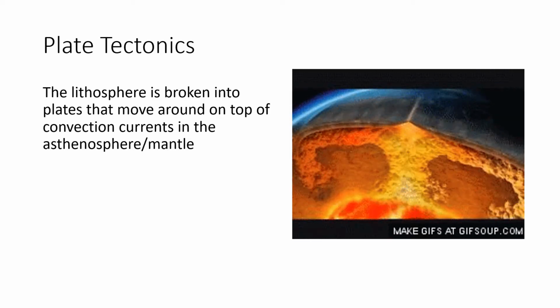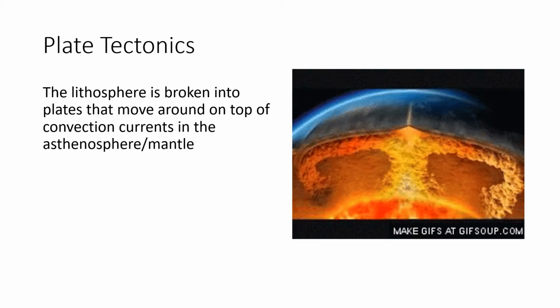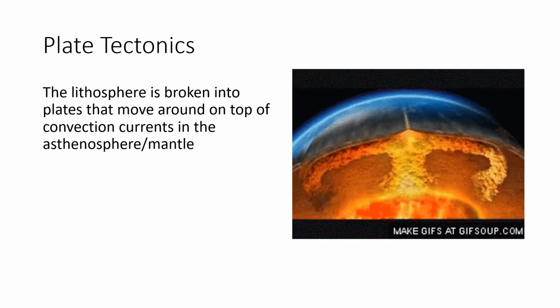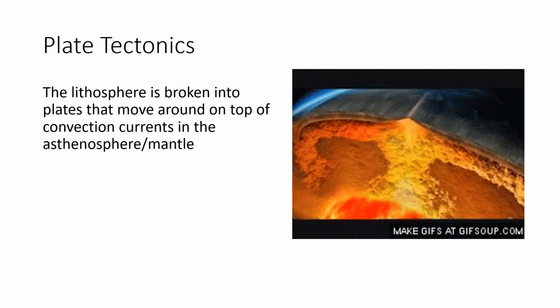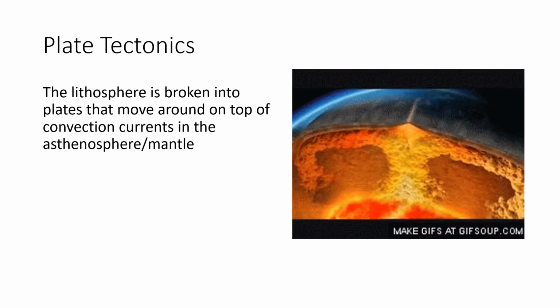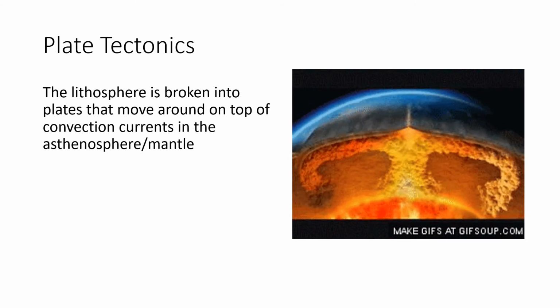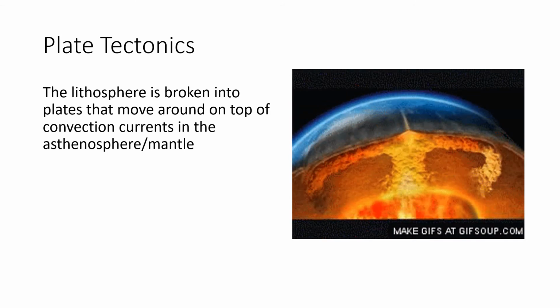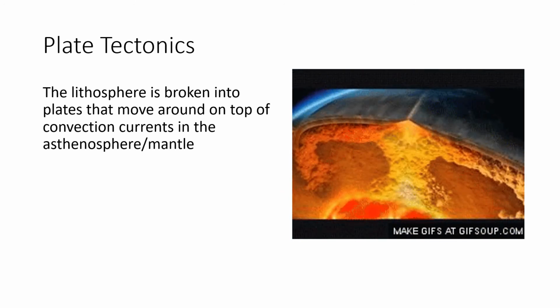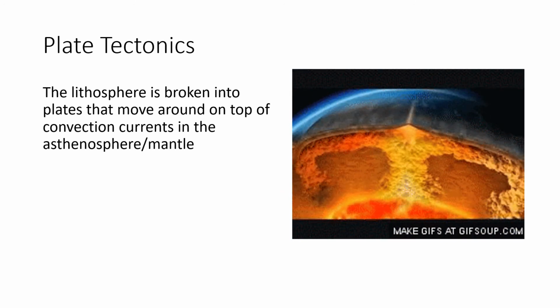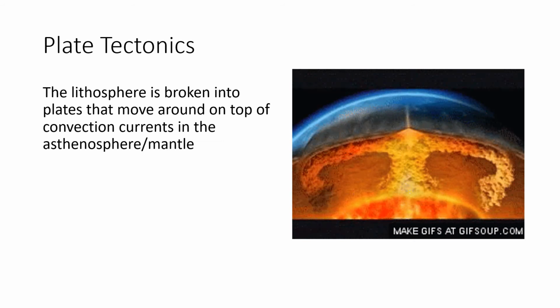So a basic definition for plate tectonics, remember in the previous lesson about the Earth's interior and the layers of the Earth, we learned that the outermost layer of the Earth is the lithosphere, also called the crust, and that lithosphere is broken into chunks that move around due to convection currents that are occurring in the asthenosphere and the mantle. So there's two major pieces of evidence that we use to support the theory of plate tectonics, and the first one is called the theory of continental drift.